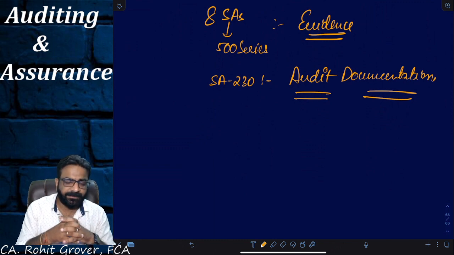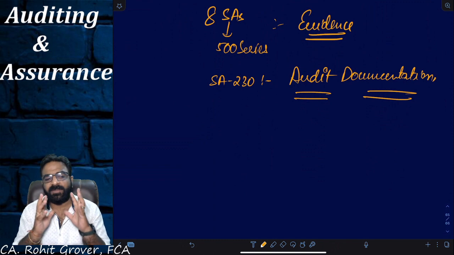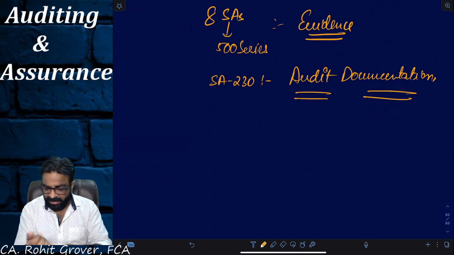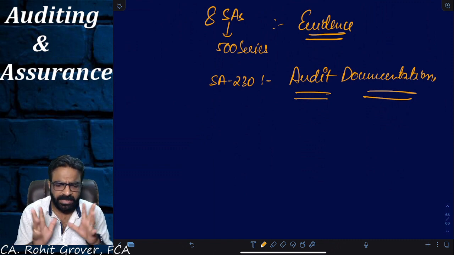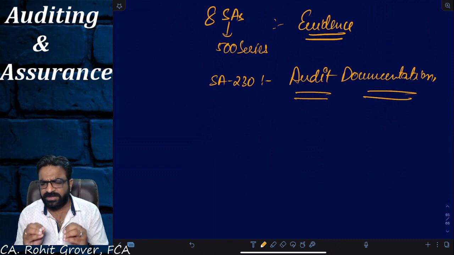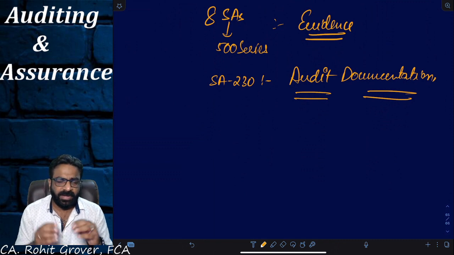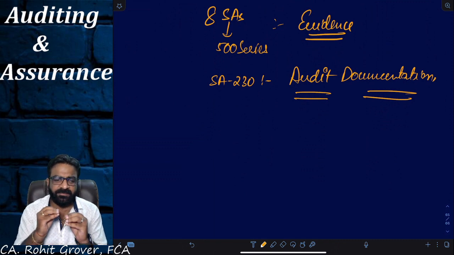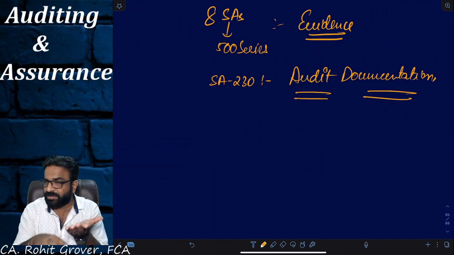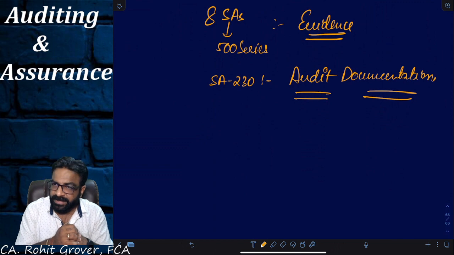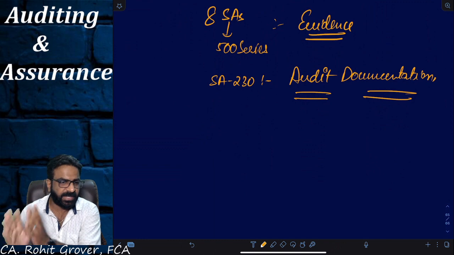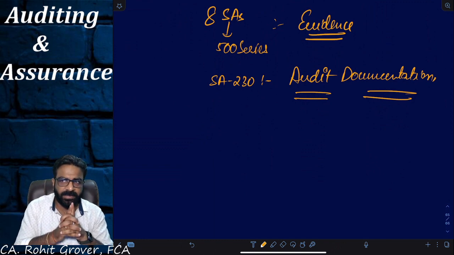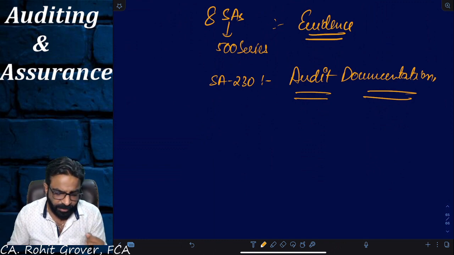Now, look at the logic. When I'm going to do the audit at my client's place, am I going to collect one evidence, everyone, or multiple evidences? Multiple evidence. Hundreds of thousands of evidences I'm going to collect. When I collect so many evidences, don't you think that I need a proper file to maintain those evidences? Yes. That file is known as audit documentation, everyone. So what do you mean by audit documentation?